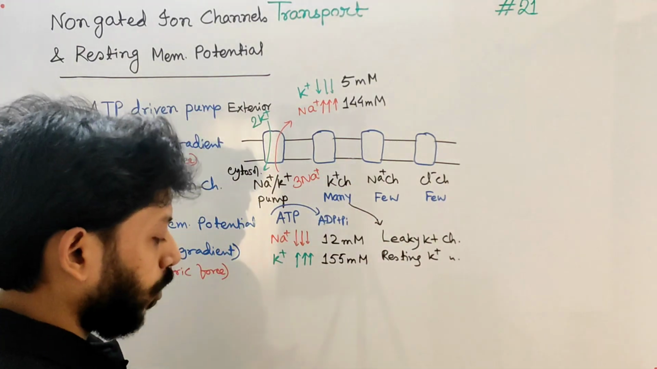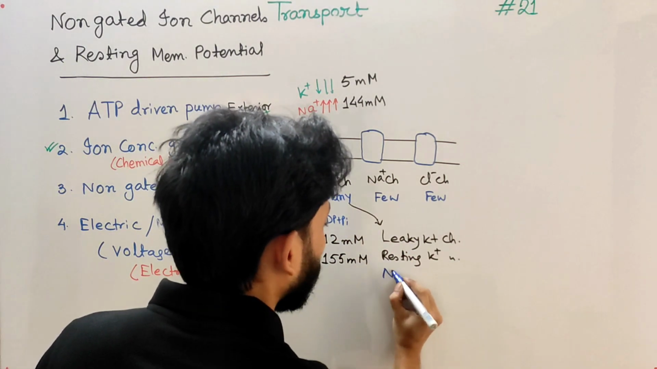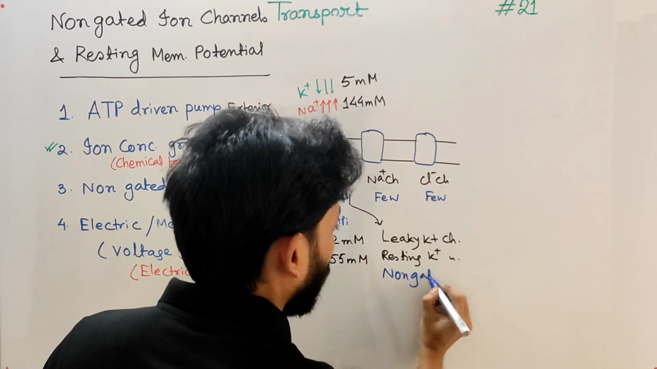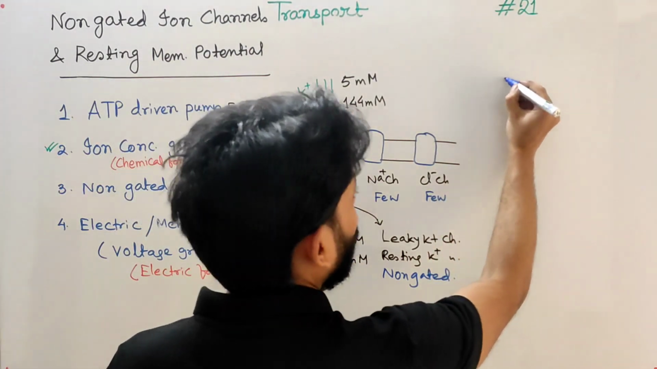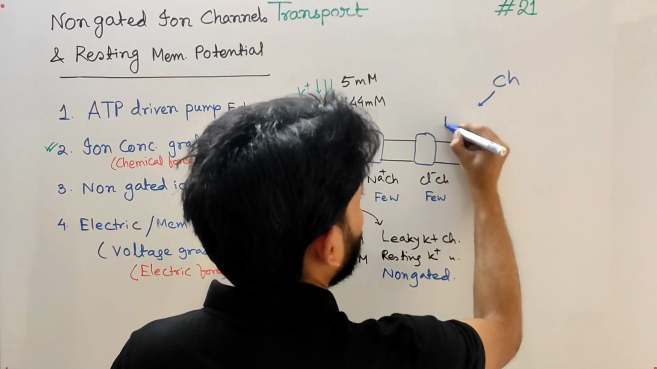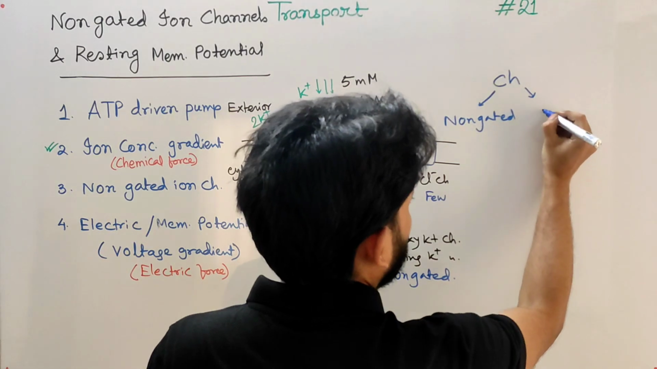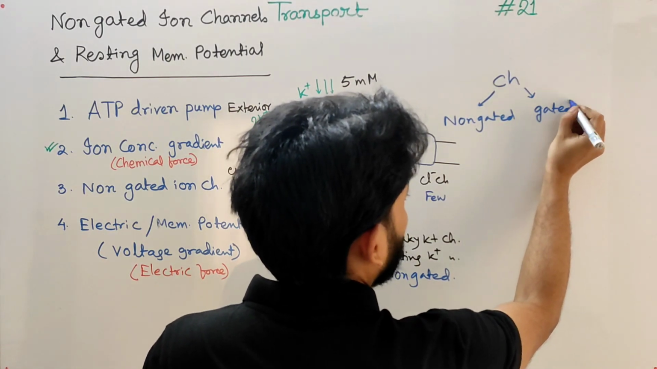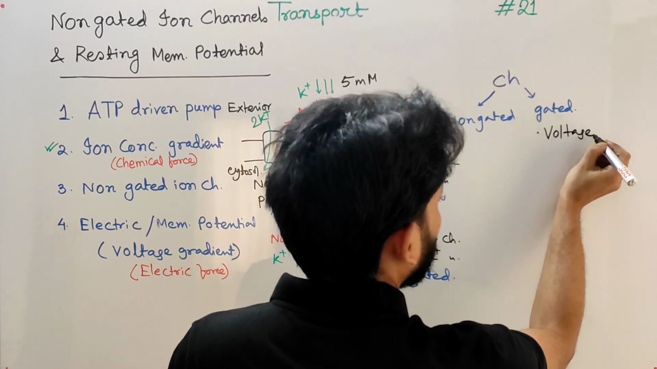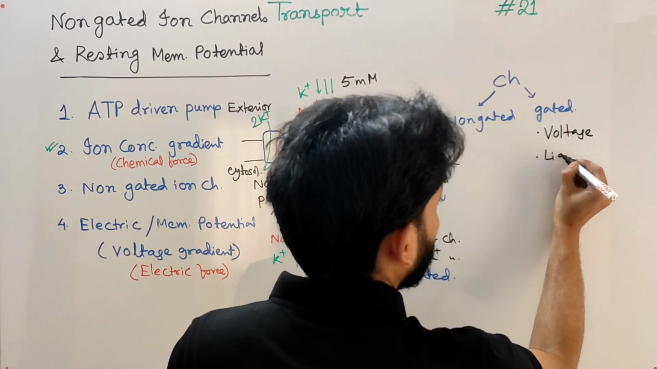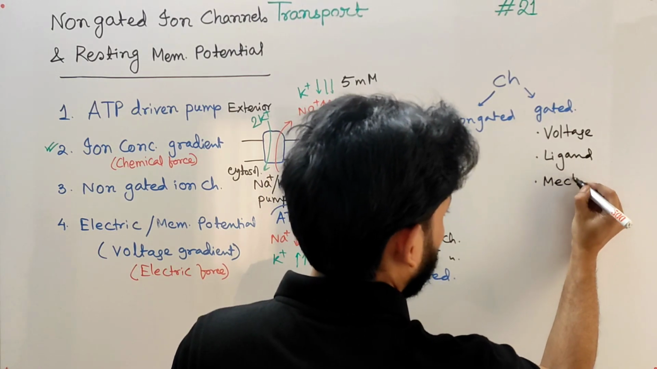Now this potassium channel is also called a non-gated channel. Why is it called non-gated? Because we know that channels can be divided into two categories: one is non-gated and another is gated. There are three categories of gated channels. One is voltage gated, there is ligand gated, and there is mechanically gated.